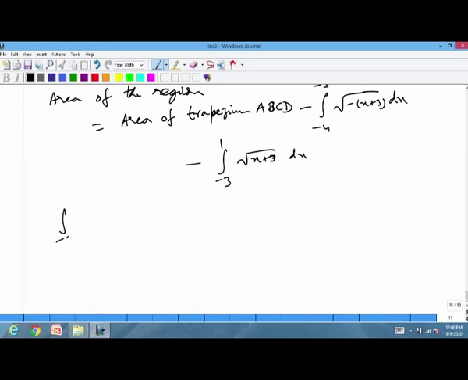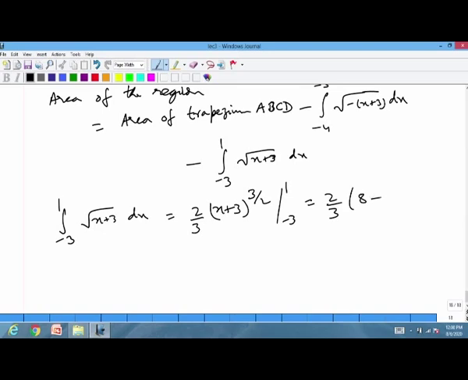So, integral minus 3 to 1 square root of x plus 3 will be equal to x plus 3 raised to power 3 by 2 times 2 by 3, from minus 3 to 1. We put x equal to 1, this is 4 to the 3 by 2, which is 8, minus 0. This is 16 by 3.